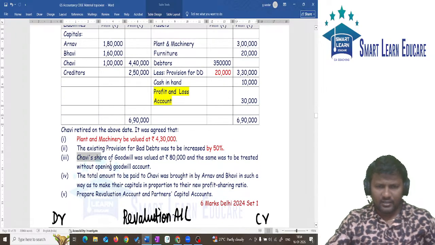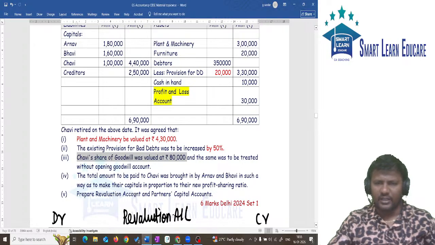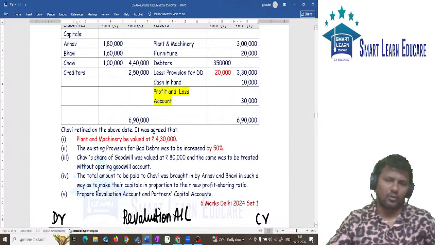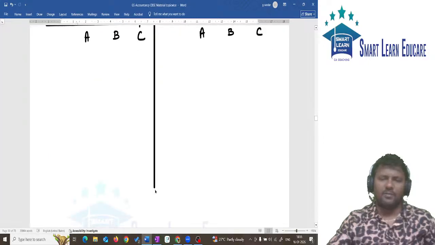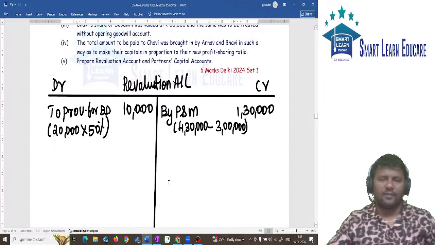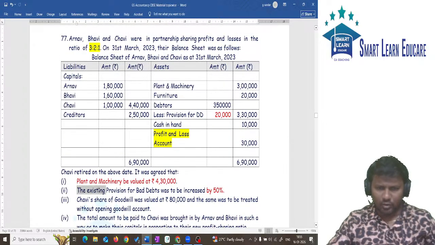Next, C's share of goodwill is valued at 80,000 and the same should be treated without opening a goodwill account. We have already passed the goodwill entry. What is the entry we passed for goodwill? We passed the entry from gaining partners' capital to the sacrificing partner. So that is also over.